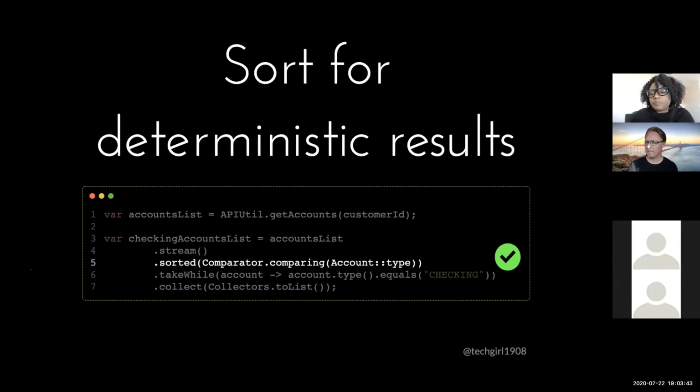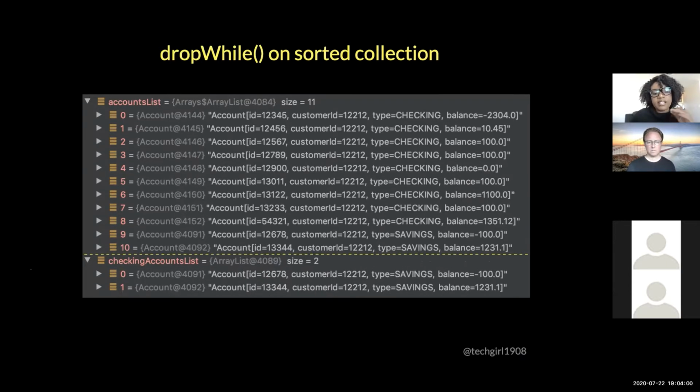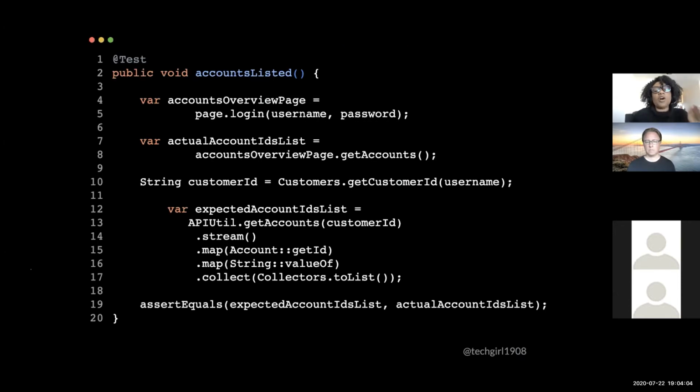Okay. Great. So yeah, we use the comparator and we're saying sort by the account type. So given this sorted list, we see that it collects all of the checking accounts, and this actually makes more sense, right? Likewise for drop while. Okay, let's see what else we can modernize.